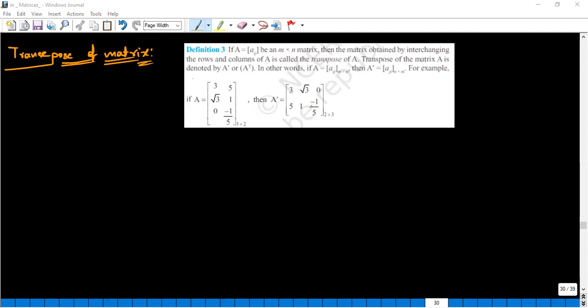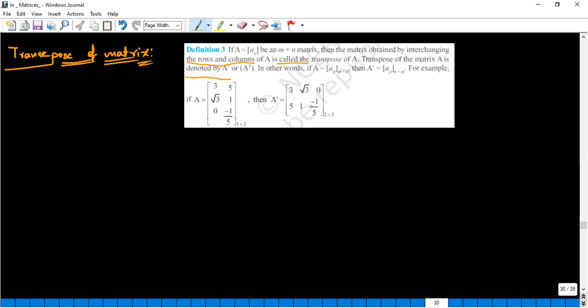Well, you can see here, for a matrix of order m by n, the matrix obtained by interchanging the rows and columns is known as the transpose of a matrix. It is denoted with a dash or a power T, which we read as A transpose. A transpose means we have written the rows as columns or the columns as rows.